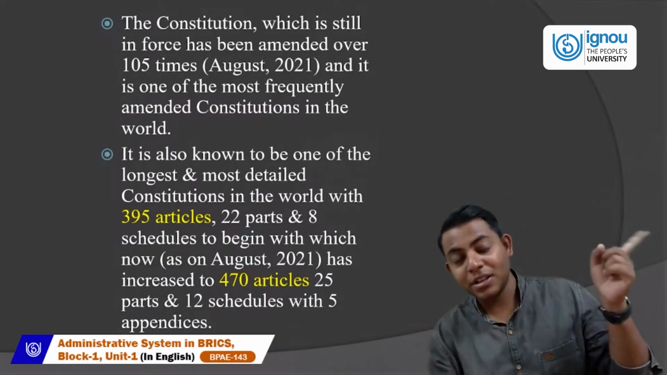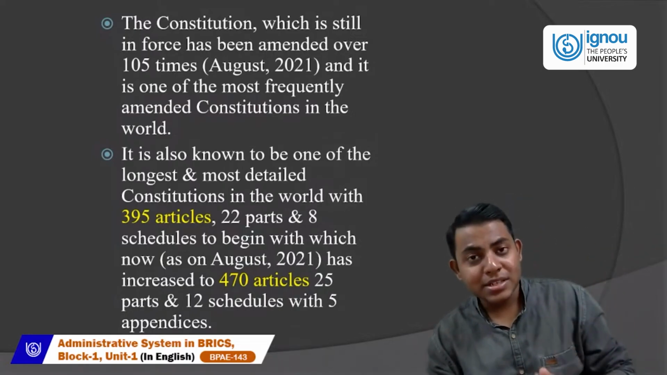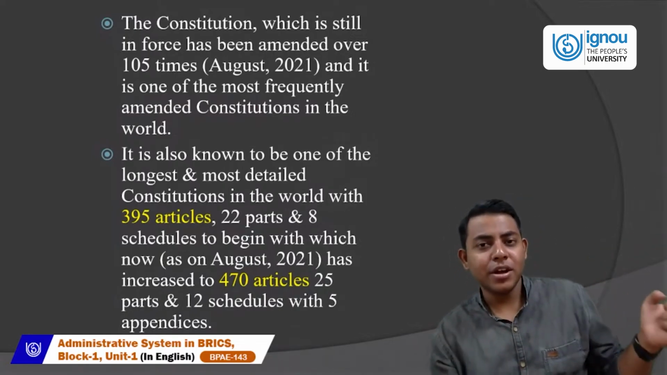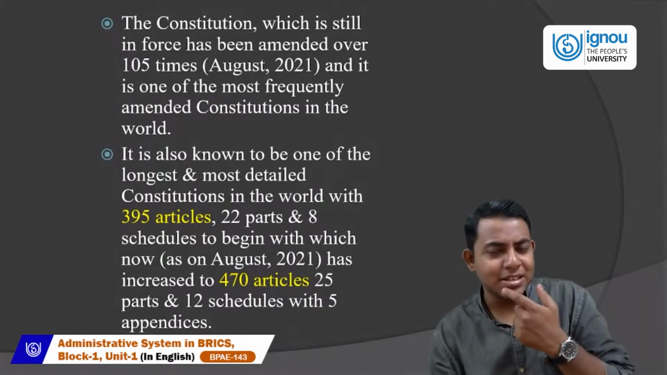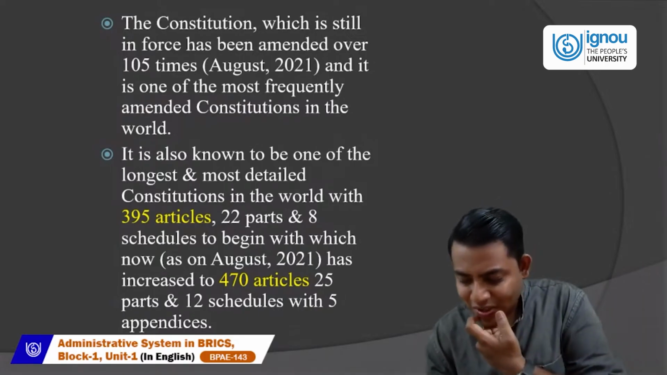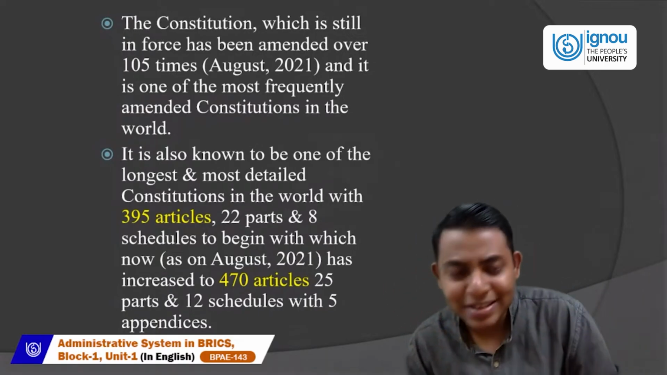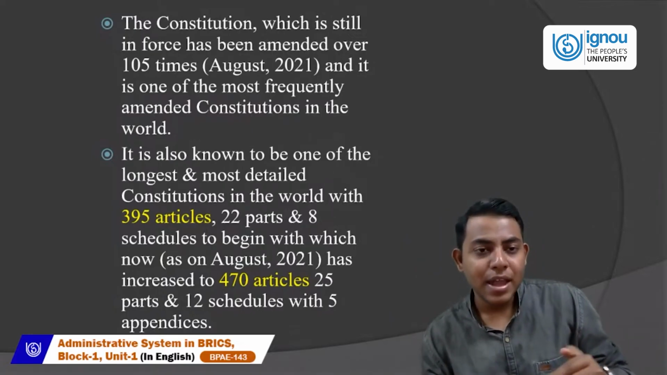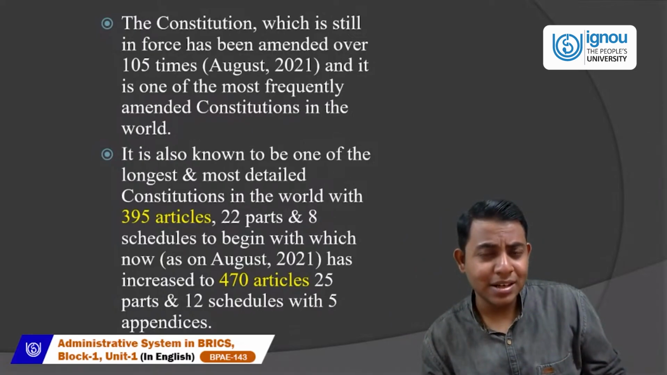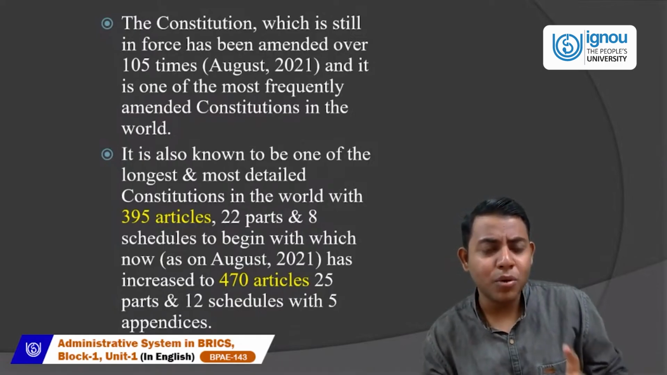If you compare it with the constitution of Japan, which has never been amended since 1945, in the last 79 years the constitution of Japan has not been amended even once, and our constitution has been amended in the last 74 odd years. It has been amended 105 times.